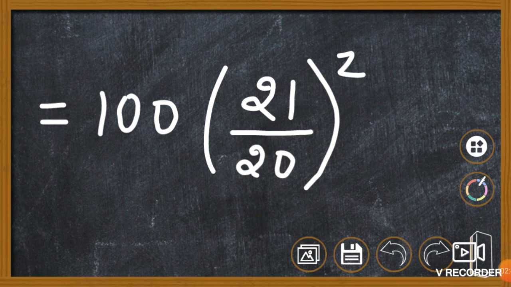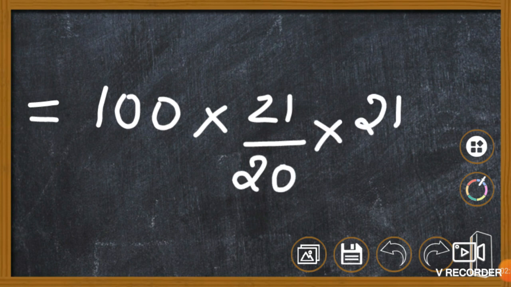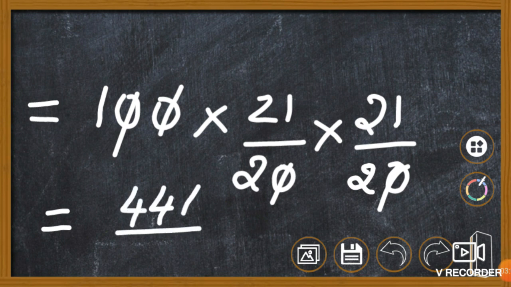Try to expand 21 by 20, that is equal to 100 into 21 by 20 into 21 by 20. Try to do the simplification here. 0, 0 gets cancelled. 0, 0 gets cancelled. So 21 into 21 will result as 441. 2 2s will result as 4. What is this? This is the amount.